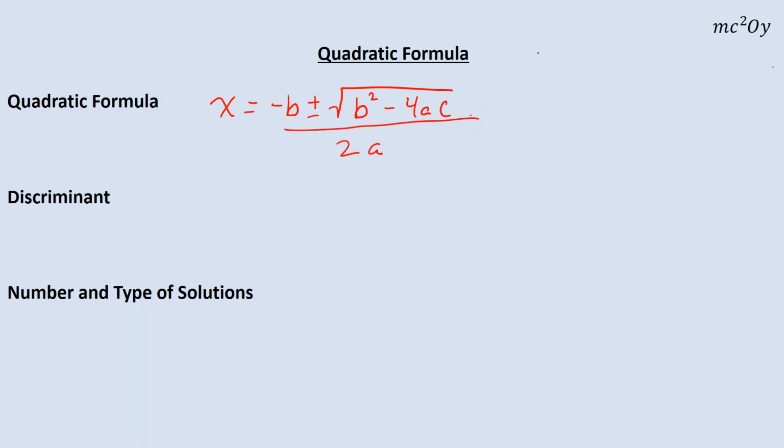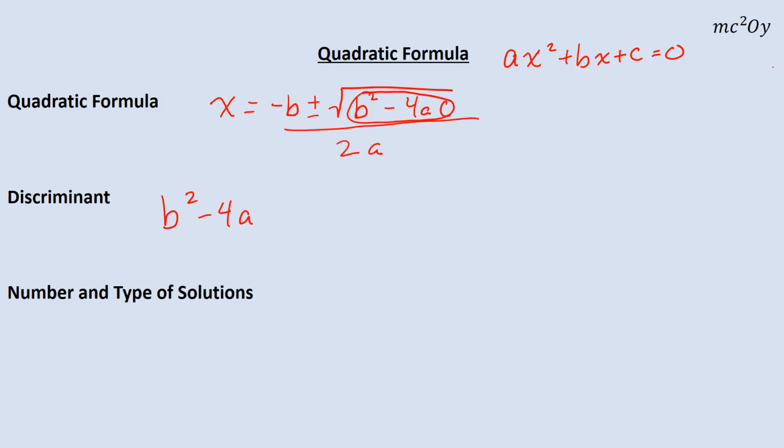Really we have to make sure that our quadratic is in standard form to be able to use this. So that's ax squared plus bx plus c equals 0. The discriminant is b squared minus 4ac, and the discriminant helps us to determine how many zeros there are. It's that part that's inside the radical there.